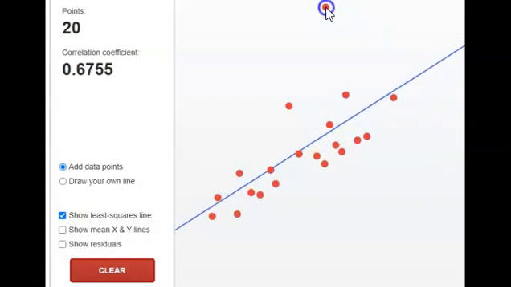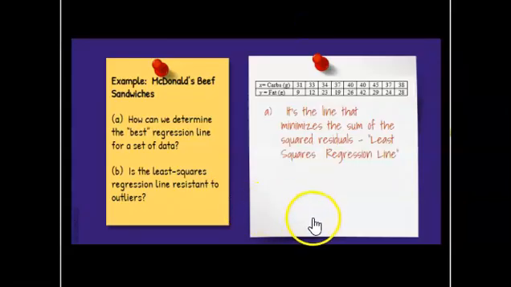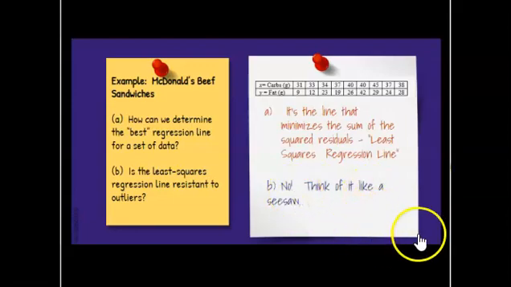But do outliers affect it? Absolutely. It works kind of like a seesaw. So is the least square regression line resistant to outliers? No. Think of it like a seesaw. And additionally, if it's far along the x-axis, far out there, it's going to influence that line even more than other outliers.